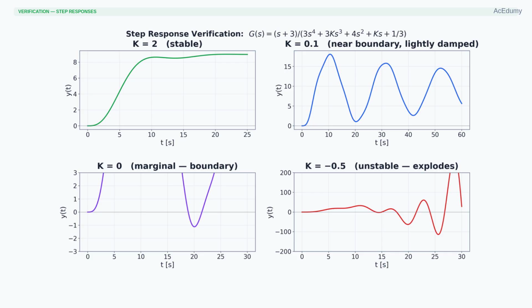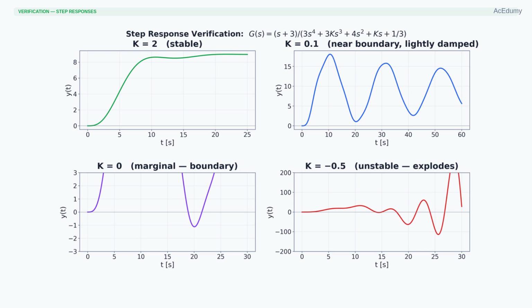Verification. We have a clean answer, k greater than 0 for stability. Let us spot check by plugging in numbers and looking at the actual step response. Top left panel, k equals 2, comfortably inside the stable region. The step response oscillates briefly, then settles to a finite value. Bounded, stable, matches the theory. Top right panel, k equals 0.1. Still positive but close to the boundary. The response rings longer. The small k starves the damping, but it still settles, stable, just barely.